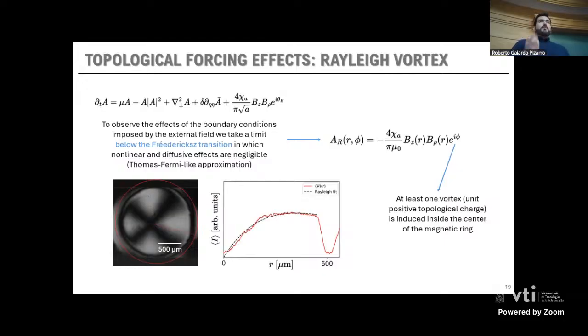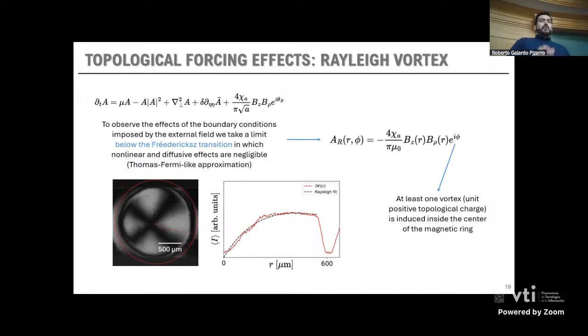And it's called a Rayleigh vortex because the profile of the intensity of the light that passes through the cell roughly follows the Rayleigh distribution. It's not another thing in the name, sorry. So this first observation tells us that we have a vortex trap in the center.